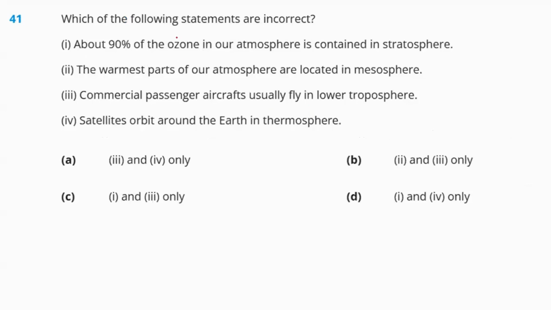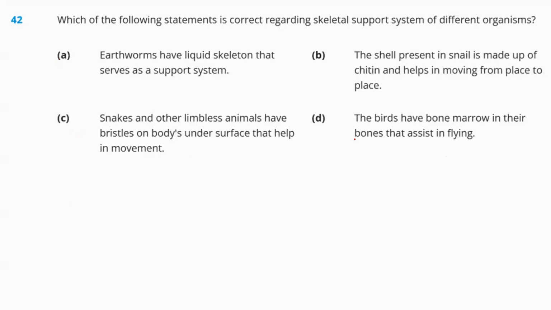Question number 41. Which of the following statements are incorrect? About 90% of ozone in our atmosphere is contained in stratosphere, correct? The warmest part of our atmosphere is located in mesosphere. No. Commercial passenger aircraft usually fly in lower stratosphere. No. Satellites orbit around the Earth in thermosphere, correct? Option 2 and 3 are the incorrect ones.